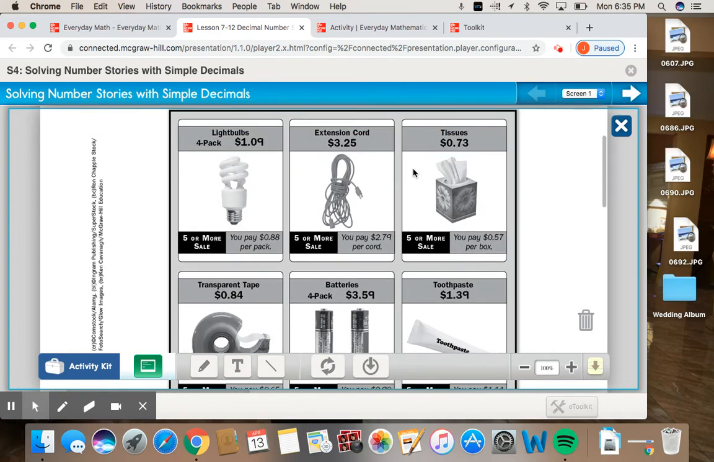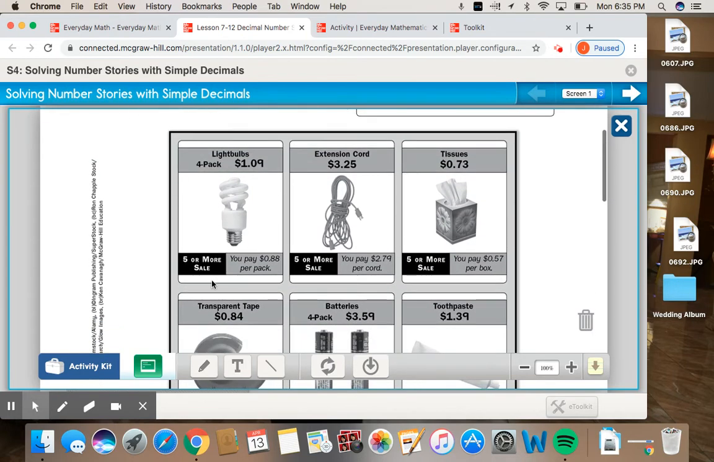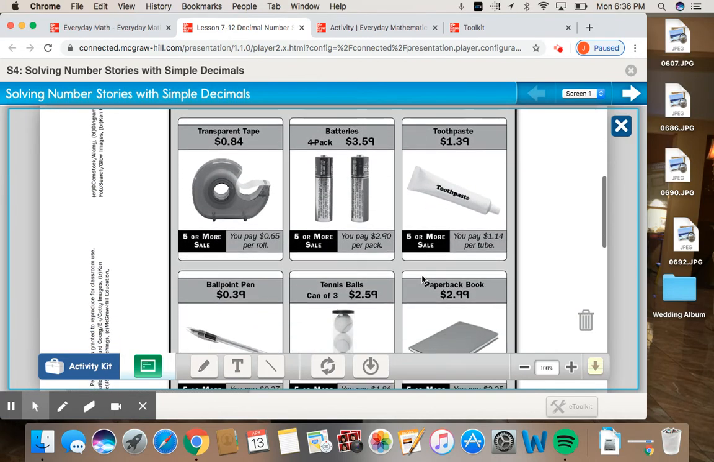If you notice at the bottom though, here's where the sale comes in. They have these deals here for you. They're like discounts that if you buy 5 or more, you only pay 88 cents per pack. And that's instead of $1.09, but only if you're buying 5 or more. And that's the way it works with all of these. So down here we have transparent tape, 84 cents. But if you're buying 5 or more, you only have to pay 65 cents per roll. So you're going to be saving money, but that's only if you're buying 5 or more.